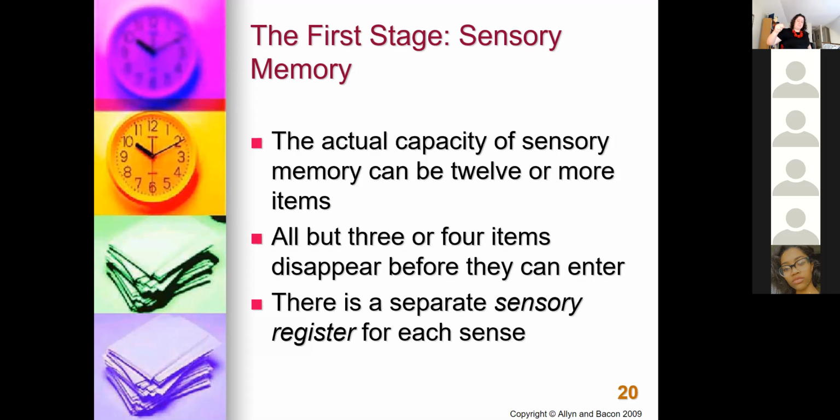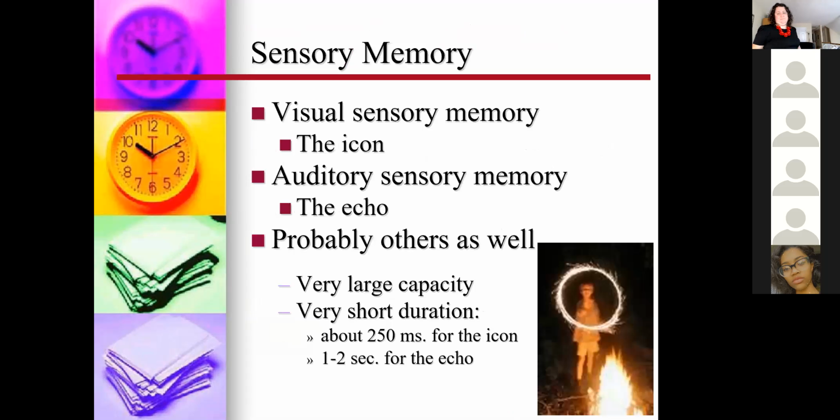And there's a separate sensory register for each sense. And because we're psychologists and we like to give things fancy names, we have fancy names for them. All right, so the visual sensory memory is the icon. So this is the after image like we talked about with the sparklers, like you can see in the picture down in the corner here. The auditory sensory memory is called the echo, pretty obviously, right? There's probably others as well. So we probably have one for smell, we probably have one for taste, we probably have one for touch, right? We haven't given fancy names to all of those quite yet.